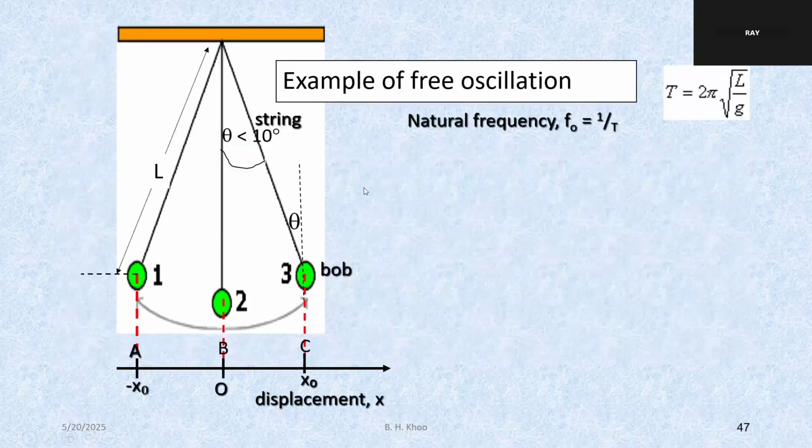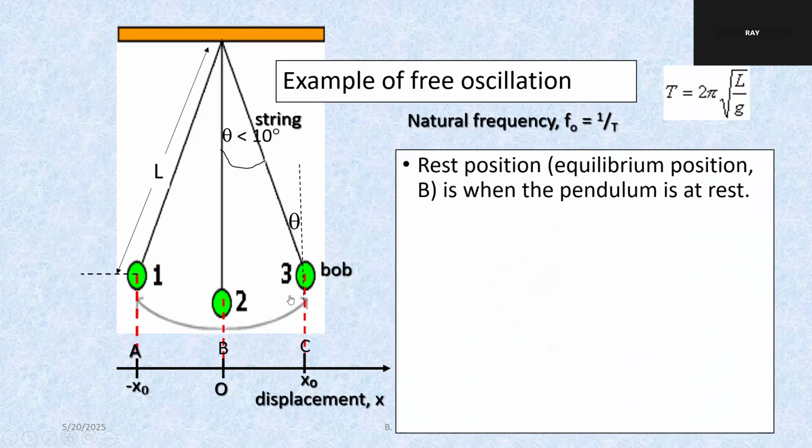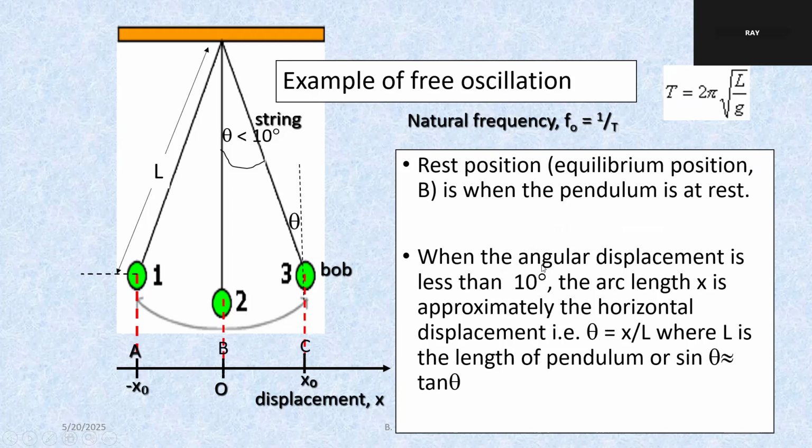Remember, natural frequency is just f0 equals 1 over T, one over the period. That's what we have been using in your SPM or O level. This is the rest position or equilibrium position. When the angular displacement is small, the arc length, that distance, is approximately the horizontal displacement. Approximately this one, horizontal displacement.